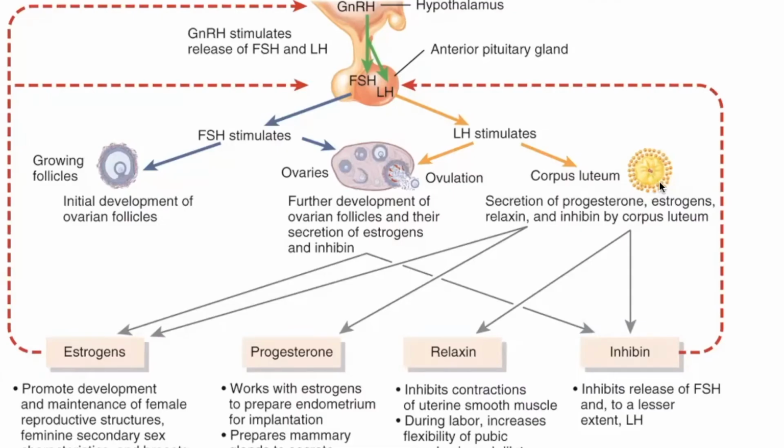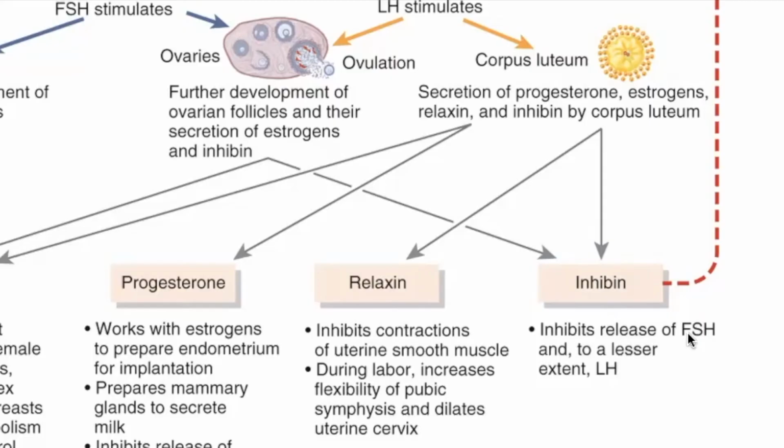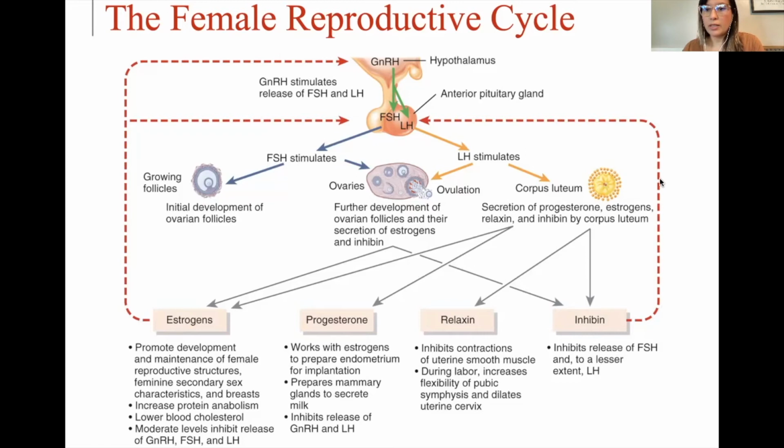And so the corpus luteum is going to secrete progesterone, estrogens, relaxin, and inhibin. In the case of inhibin, the reason that females release inhibin is that it inhibits the release of FSH, and to a lesser extent, it could also inhibit LH. So that's why you would see these dash arrows, to inhibit it.